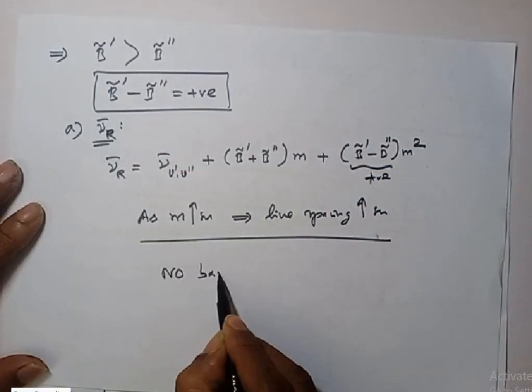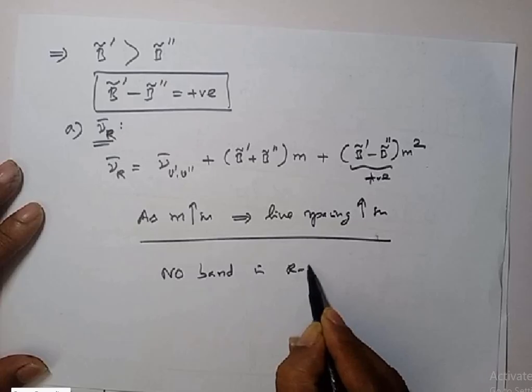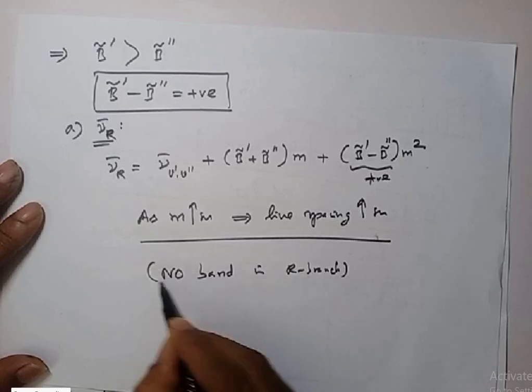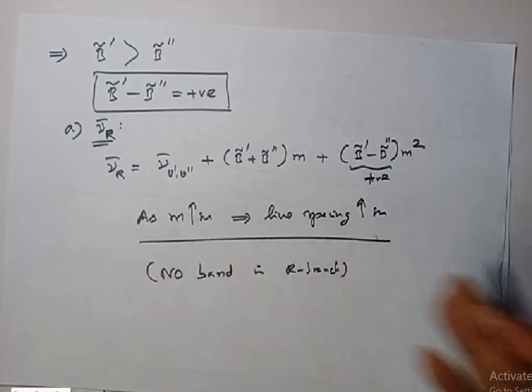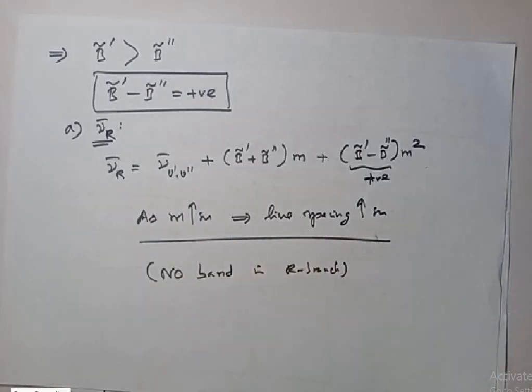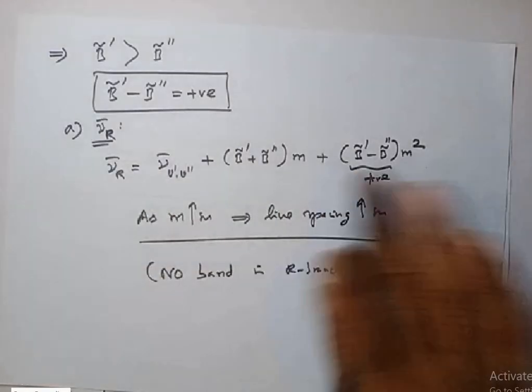So we do not get any band in the R branch. Because line spacing increases, we get some kind of degradation. Line spacing increases, that's all.